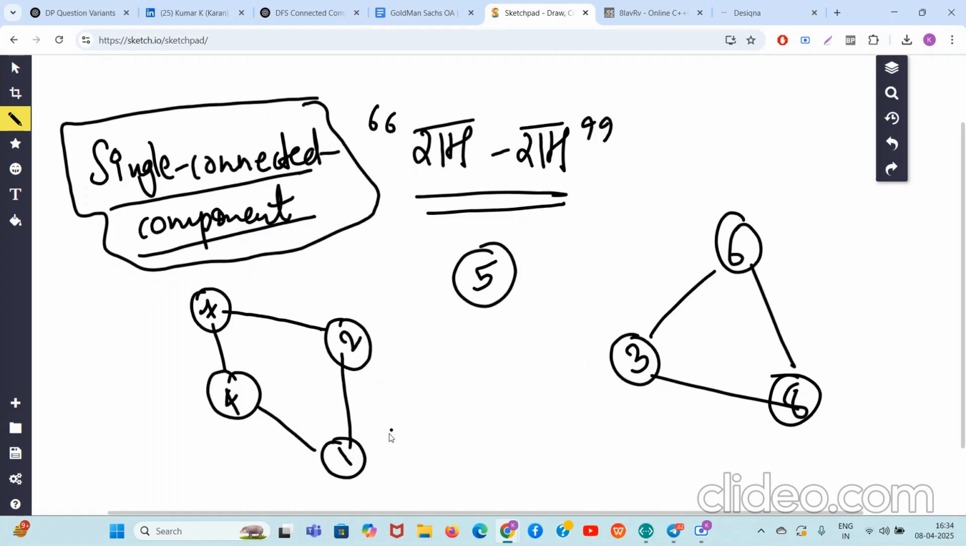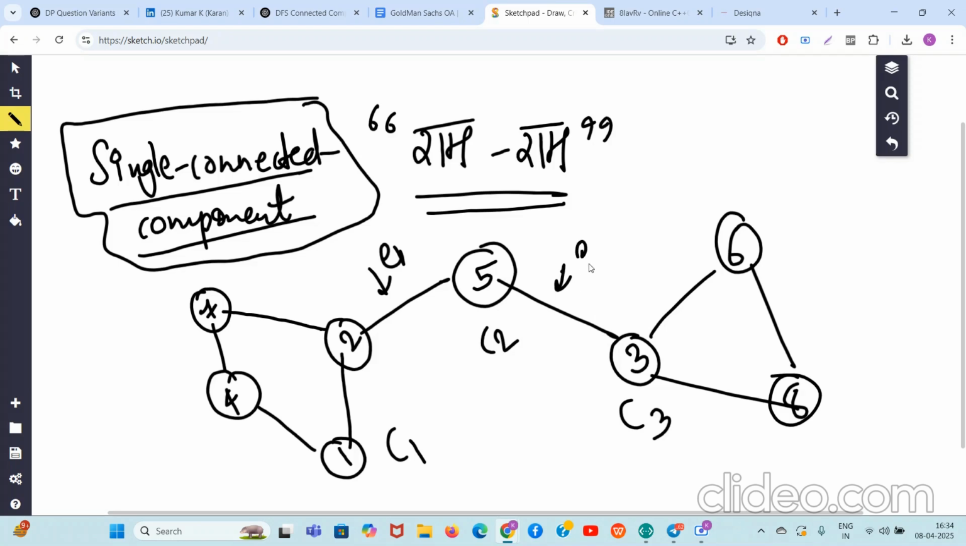So there are three components here: first component, second component, third component. You know that you want one edge here and a second edge here, but from where will you bring e1, e2? From where will you bring them? From the same graph only you will bring e1 and e2.